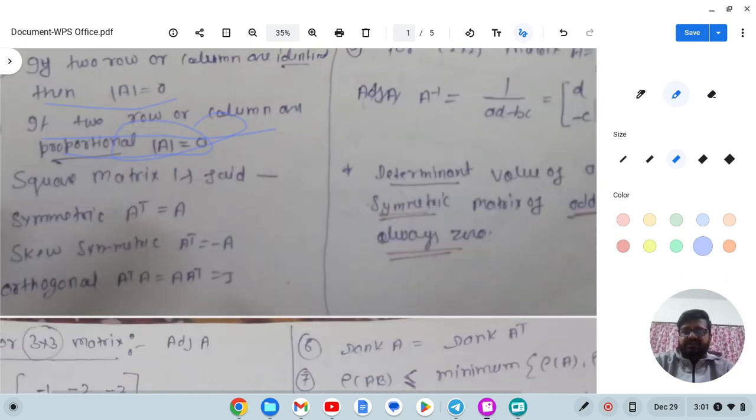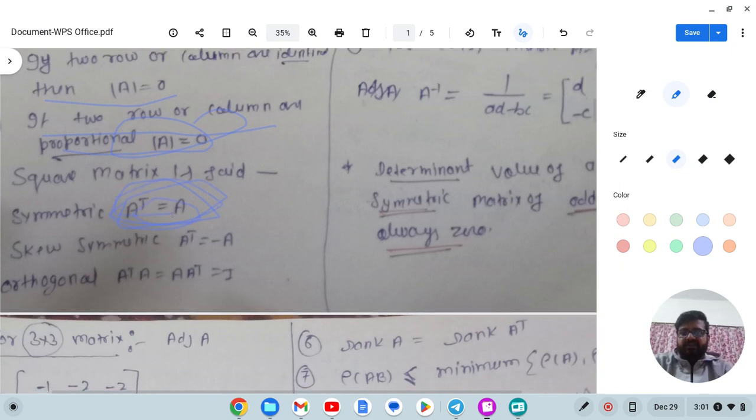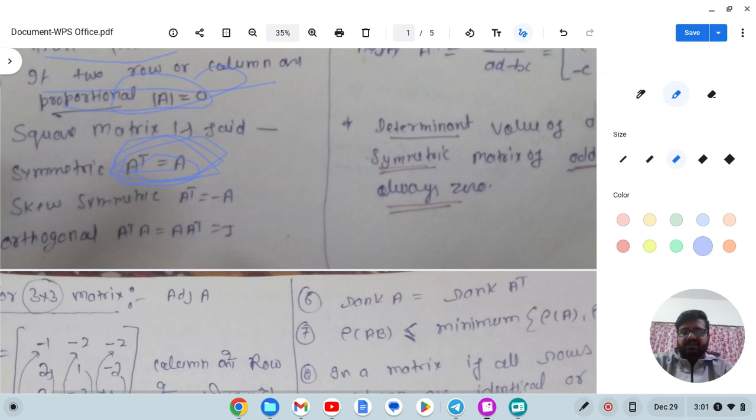A square matrix is said to be symmetric if the transpose of A is equal to A itself. Then the square matrix is called a symmetric matrix. These three matrices are very important: first, second, and third. The second is skew symmetric.